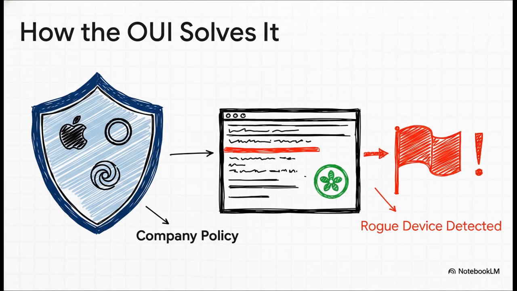This is where that OUI is your first line of defense. Let's say your company is strictly a Dell, Apple, and Intel shop. That's the rule. But then your network monitoring tool, maybe something like Wireshark, spots a device with an OUI that belongs to, say, Huawei. Right there, that's a massive red flag. It's an unauthorized device that you need to check out, like, right now.